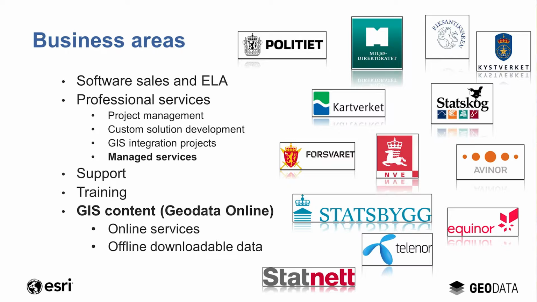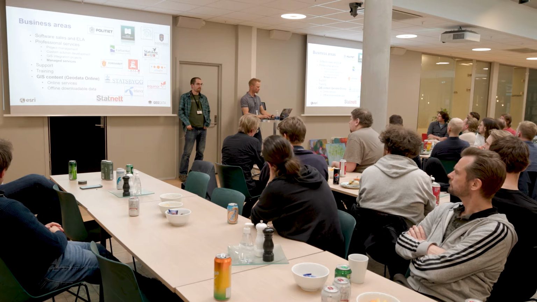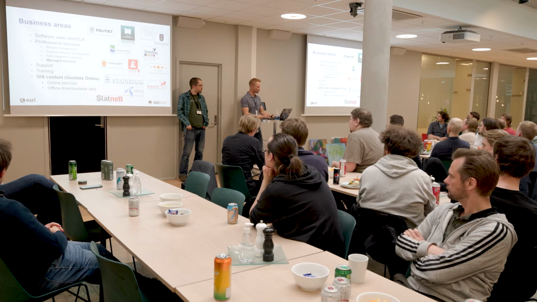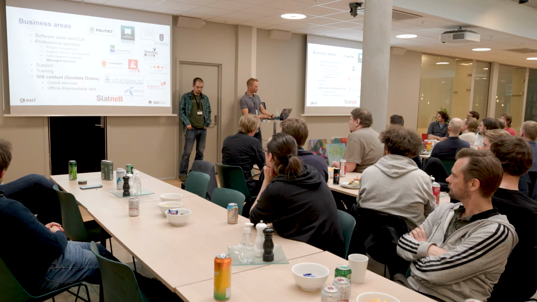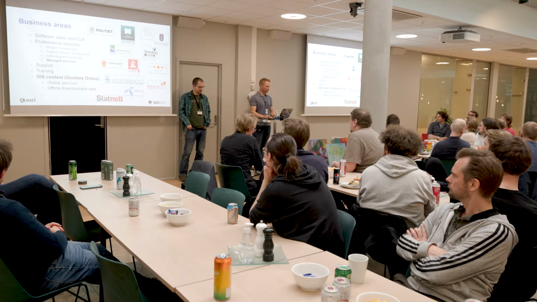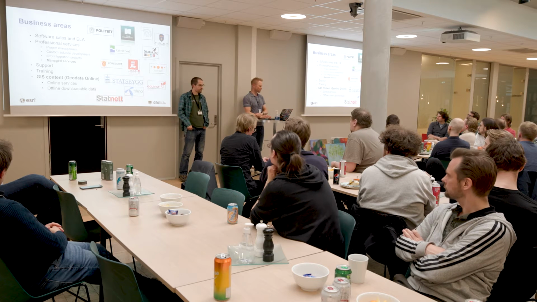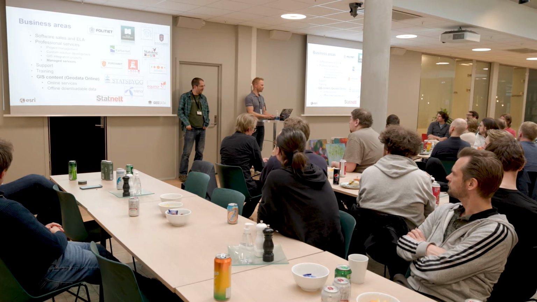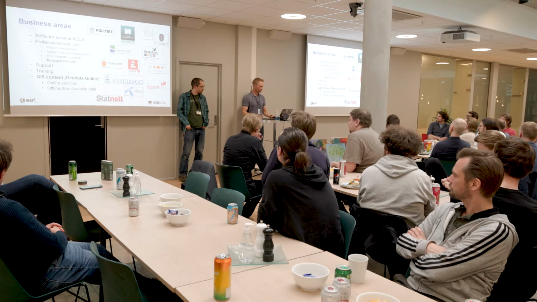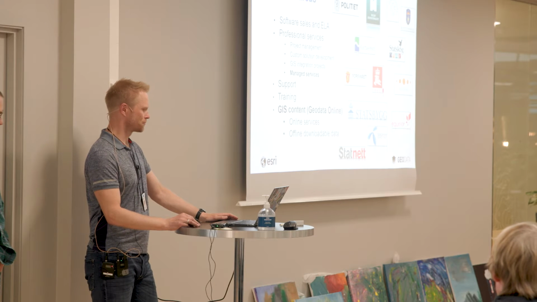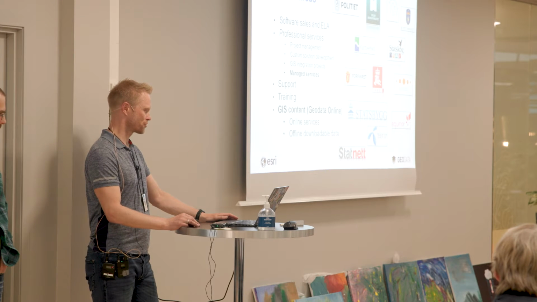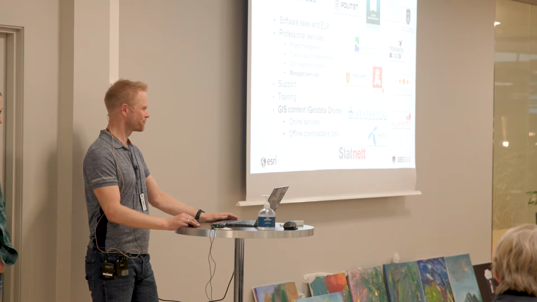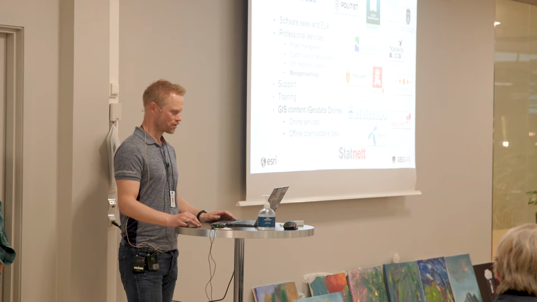We're working with many different business areas, and I would just like to highlight those in bold here. Why this topic is important to us. We have GIS content, like data that we sell and provide. We do have online services and also offline downloadable data. And we also have a professional services division here at Geodata and a managed services offering that they run. So the first workload we put in production in both AWS and Kubernetes was for Geodata Online, our own internal product team. So that's where it all started.